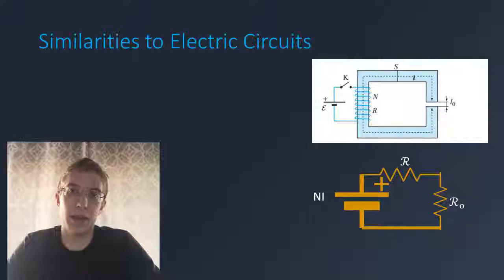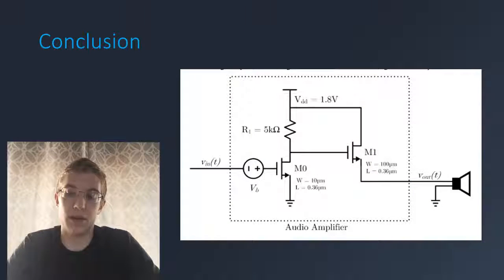So in summary, the audio amplifier system involves magnetic circuits, transistor amplifiers, and analysis of transfer functions in systems.